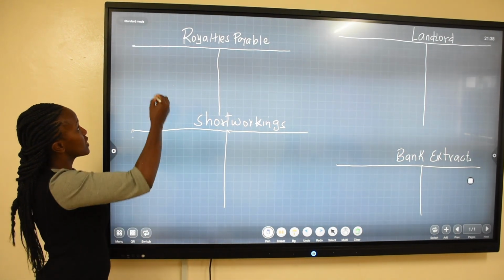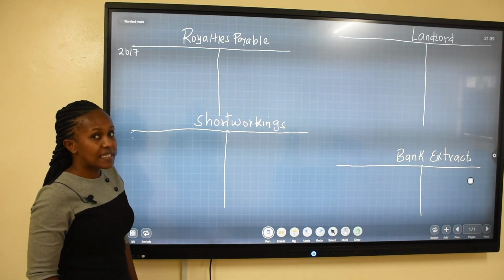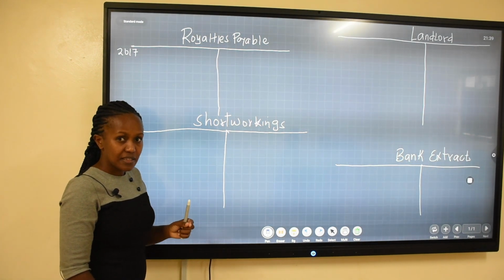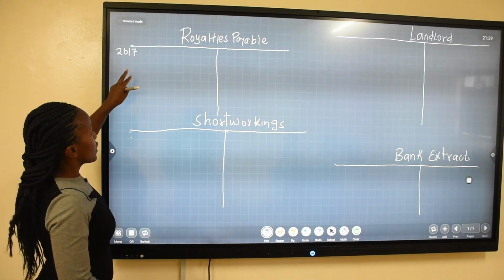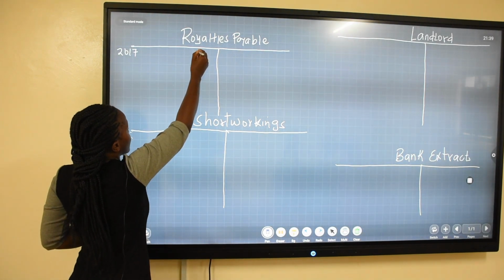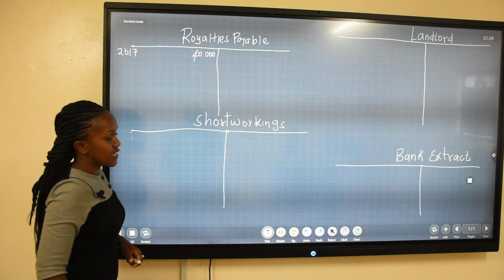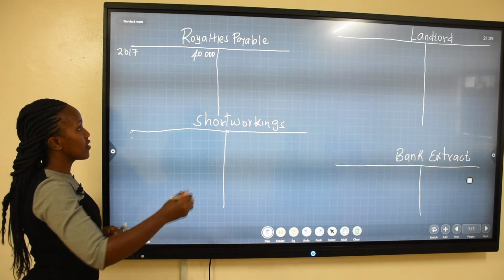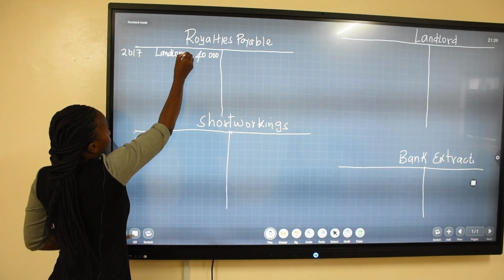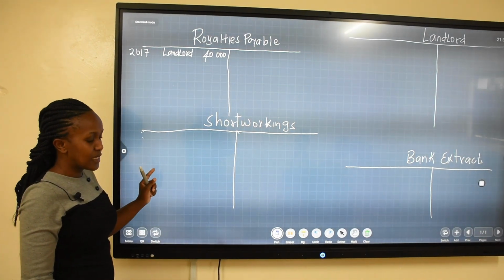So we are going to start in 2017. The reason I insist that you remember it is an expense is so that you can know that we are debiting, because an expense is debited. We are going to say the royalty payable is 40,000 in the first year, that is 2017, and it is payable to who? To the landlord. Therefore, our description here is going to be landlord. So that is our first entry on the debit side.